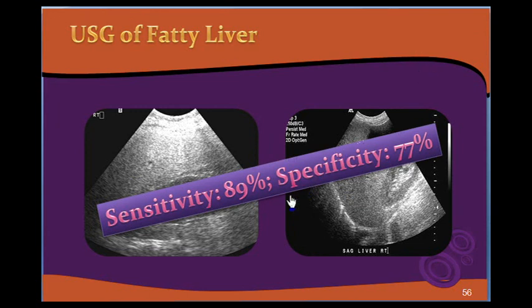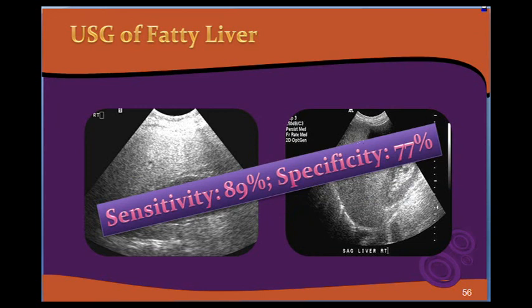The sensitivity of ultrasonogram for diagnosing fatty liver is 89%, very high sensitivity. That means if you document changes of fatty liver, you are certain to say that there is fatty liver in 89% of the cases. Supposing we are not able to document the changes in the ultrasound, then we can rule out with 77% confidence that there is no fatty liver, but still 23% of the cases may not show changes in the ultrasound. This is what is meant by specificity.